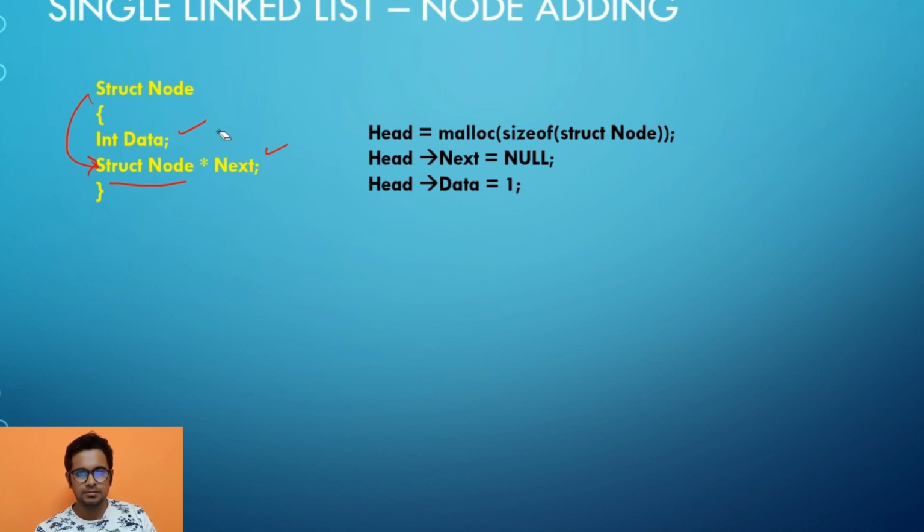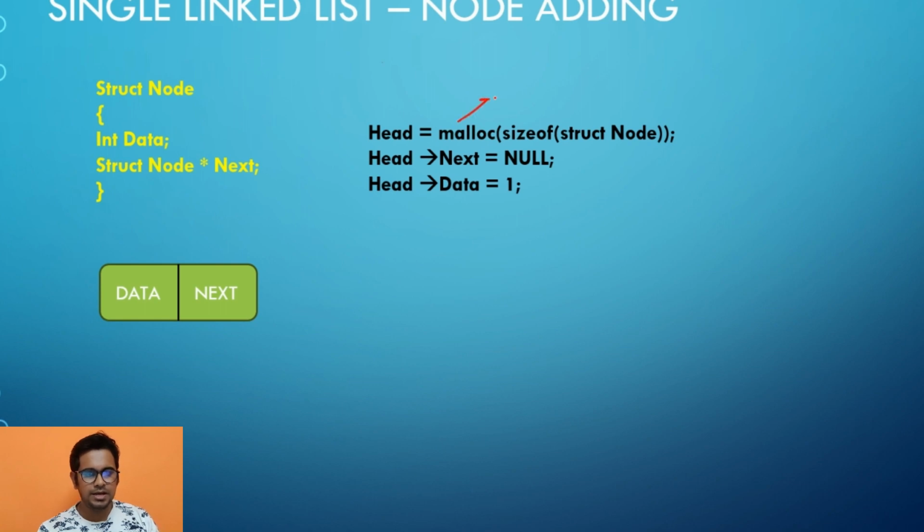Okay. Now we see head. So how do we create a head? We create a head using this malloc function. What it does is, this allocates memory.